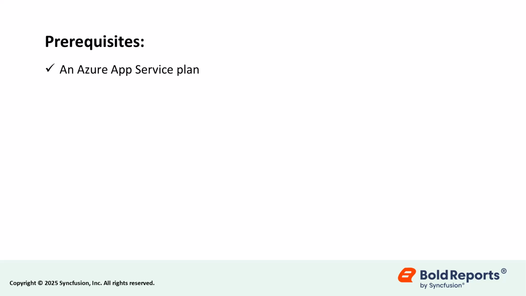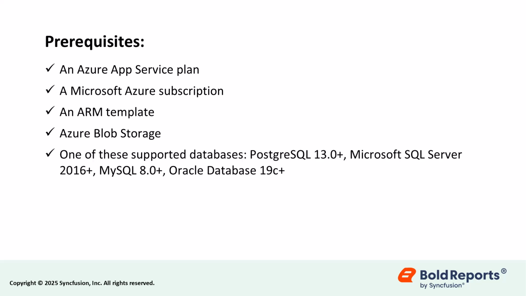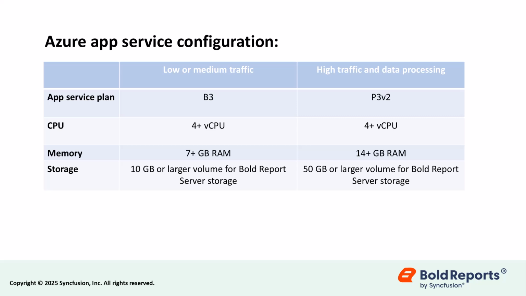Now, let's look at the prerequisites for deploying the Bold Report server on Azure App Service. An Azure App Service plan. A Microsoft Azure subscription. An ARM template. Azure Blob Storage. One of these supported databases. At least 10 gigabytes of storage and any modern web browser. In this table, you will find the configuration for Azure App Service based on the traffic and data processing.